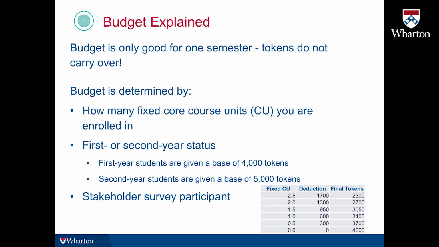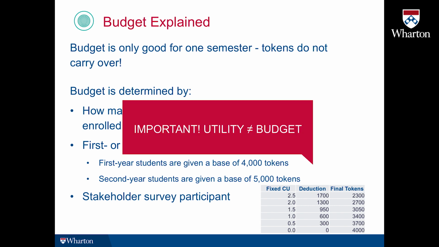At the bottom of this slide, you will see a table that describes how the budget is determined for a first-year student based upon how many fixed core course units they are enrolled in. So it's important to point out that utility does not equal budget. Any one student could place utility on every single course section that is available in Course Match, as high as 100, which is what the system allows. That does not correspond to your budget, which is a predetermined number that is used to purchase your schedule.